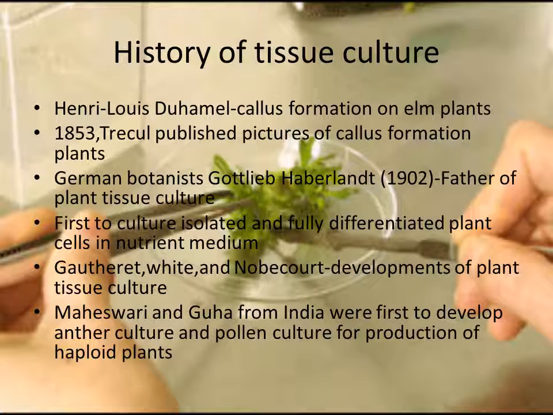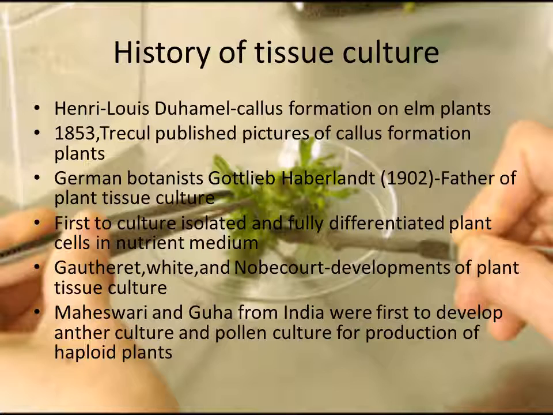Very important, remember who is the father of plant tissue culture. He first developed the concept of in vitro cell culture, and he was the first to culture isolated and fully differentiated plant cells in a nutrient medium. During 1934 and 1940, three scientists named White, Nobécourt and Gautheret largely contributed to the developments made in plant tissue culture. Also, good progress and rapid developments occurred after 1940 in plant tissue culture techniques.